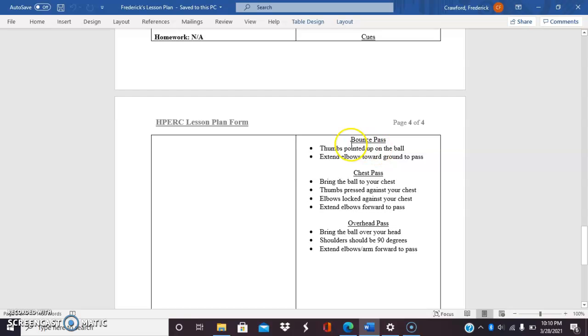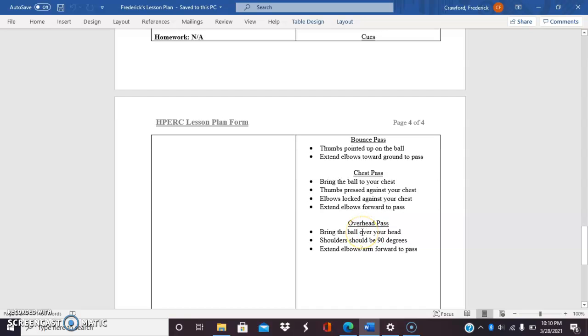Cues for a bounce pass: thumbs pointed up on the ball, extend elbows toward the ground to pass. Chest pass: bring the ball to your chest, thumbs pressed against your chest, elbows locked against your chest, extend elbows forward to pass.